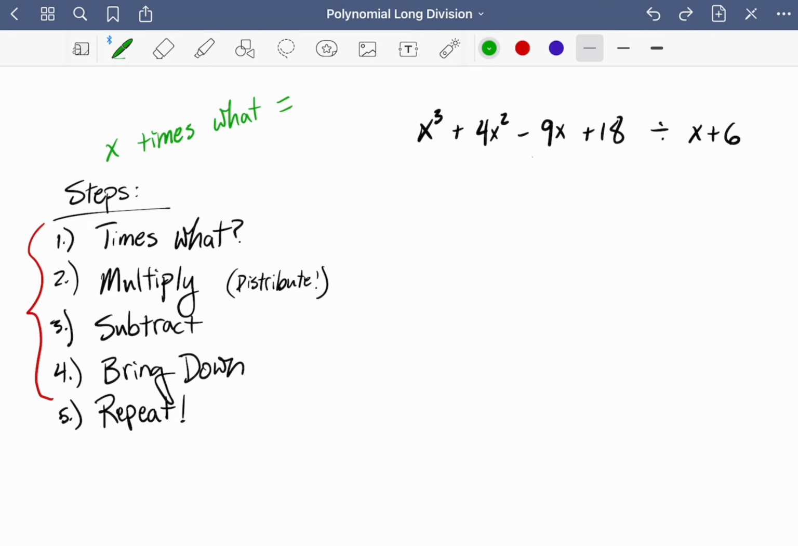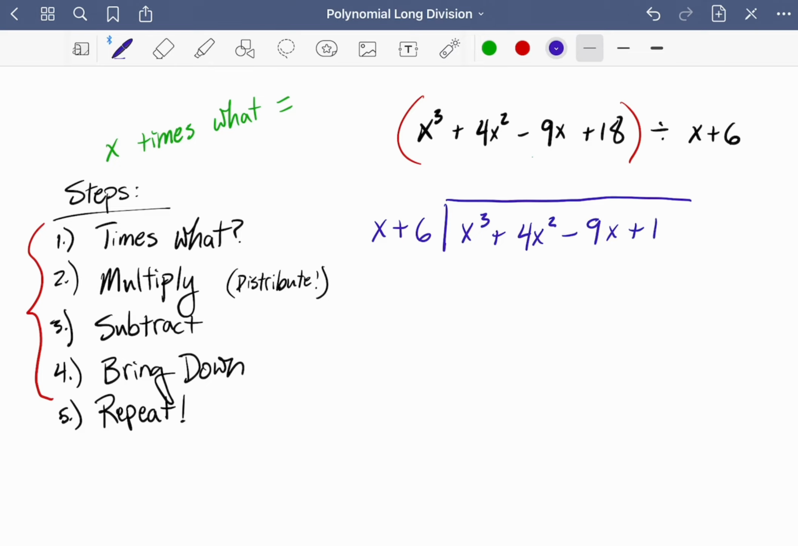Long division is all about following a series of steps and repeating that series over and over again. In this problem, we have this long polynomial divided by x plus 6. To start off, we want to set this up with our long division bar. That x plus 6 goes on the outside, and this long polynomial goes underneath the bar. So we have x to the third plus 4x squared minus 9x plus 18.